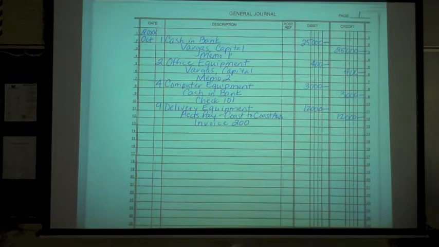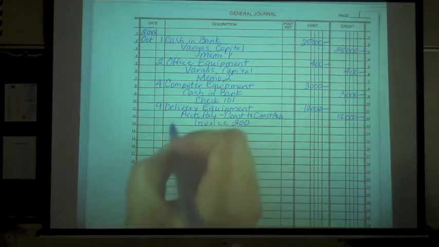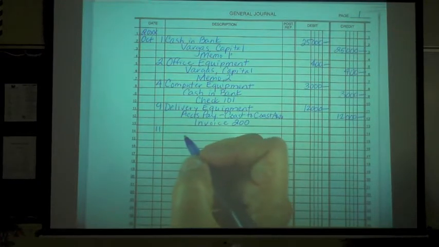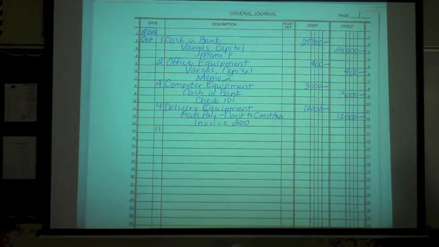On October 11th, this is transaction 5, on October 11th, Zip sold one telephone on account to Green Company for $200. We know this because of Memorandum 3. First, we're going to record the date, and then you're going to identify your two accounts. Office equipment and accounts receivable, Green Company.